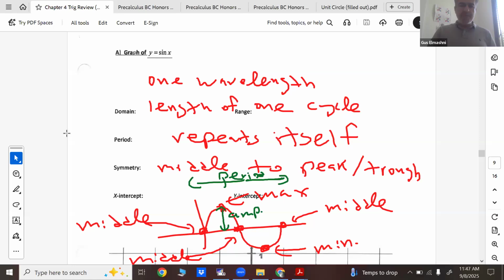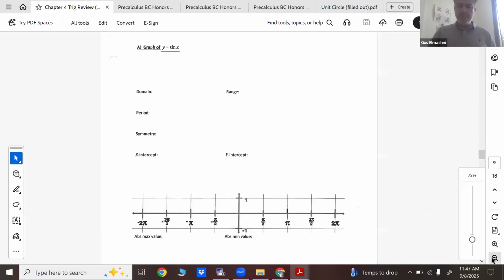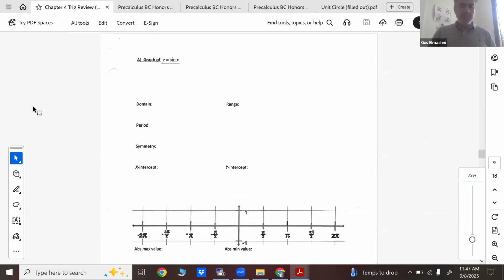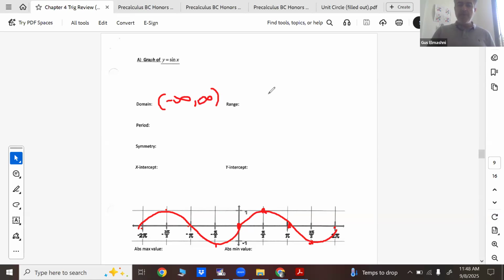So if I graph sine for you guys, it's gonna look like this. And essentially, what am I doing? I'm taking the unit circle and almost unraveling it. I'm taking the y coordinates from the unit circle and plotting them. What do you think my domain is? Range. Negative 1 to 1. Period.